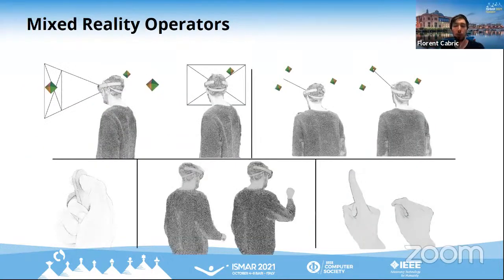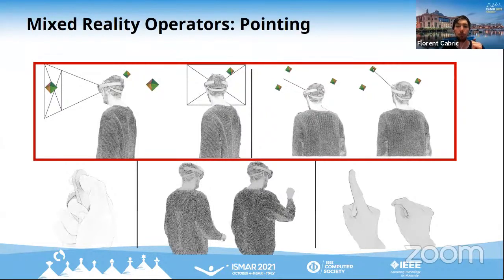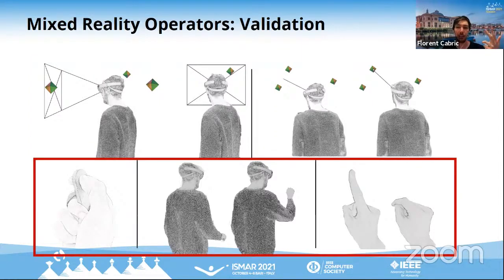To sum up our new operators, we have 5 newly introduced: 2 for pointing a target, the coarse head point and the precise head point operators, and 3 to validate a pointing, the button click, the raise hand, and the AirTap operators.